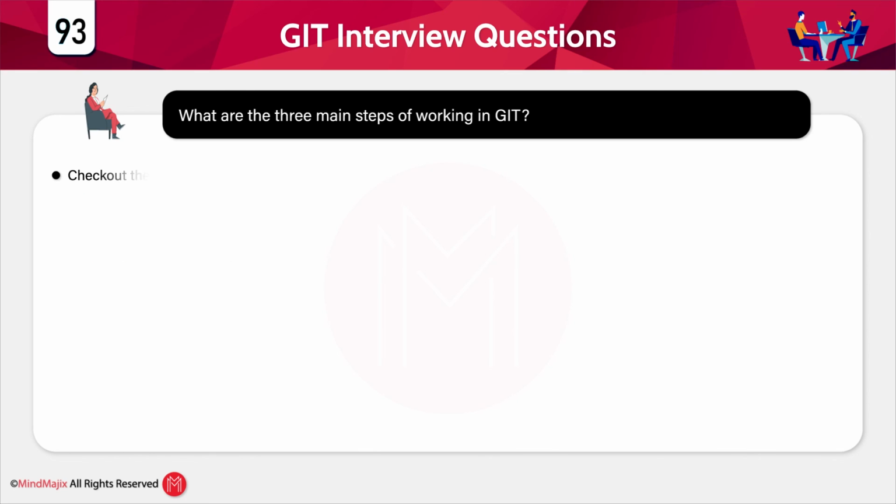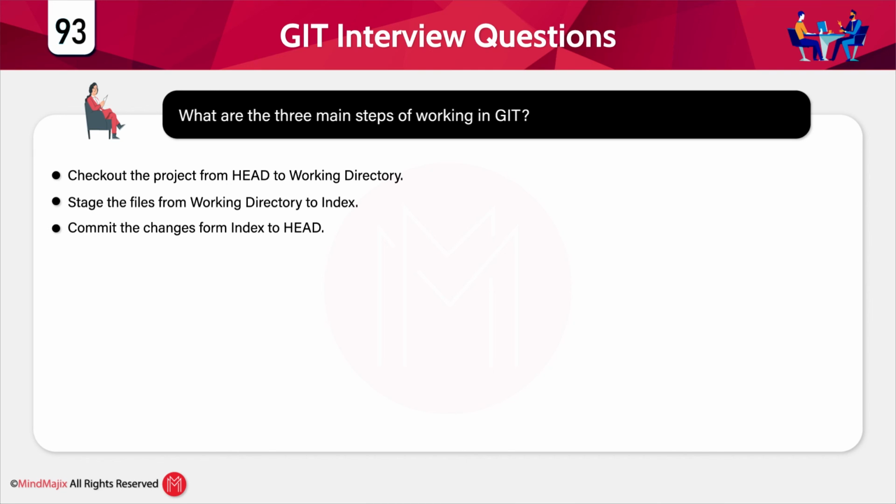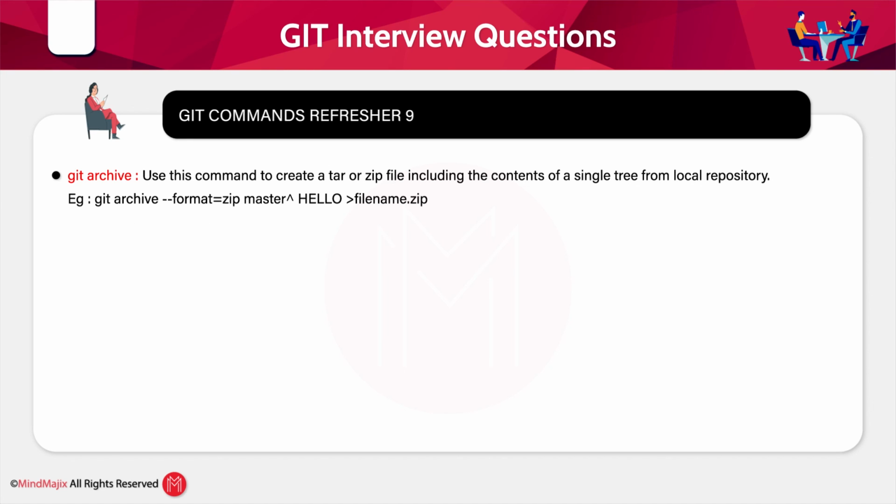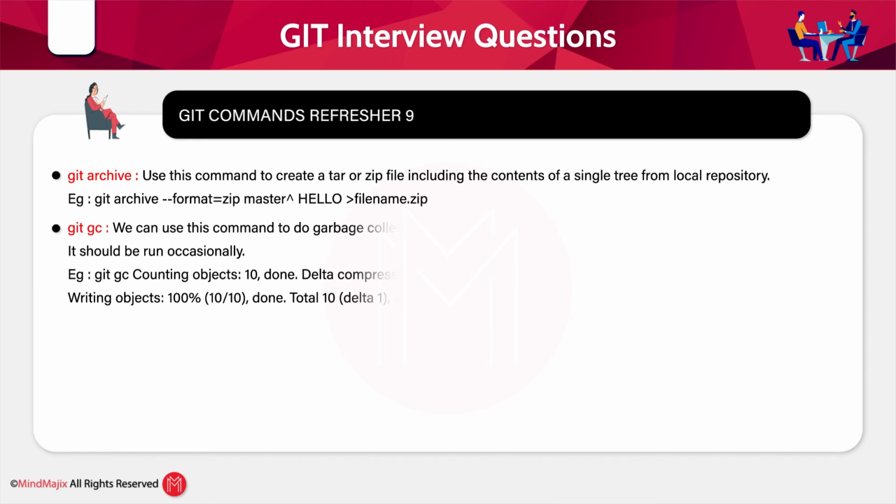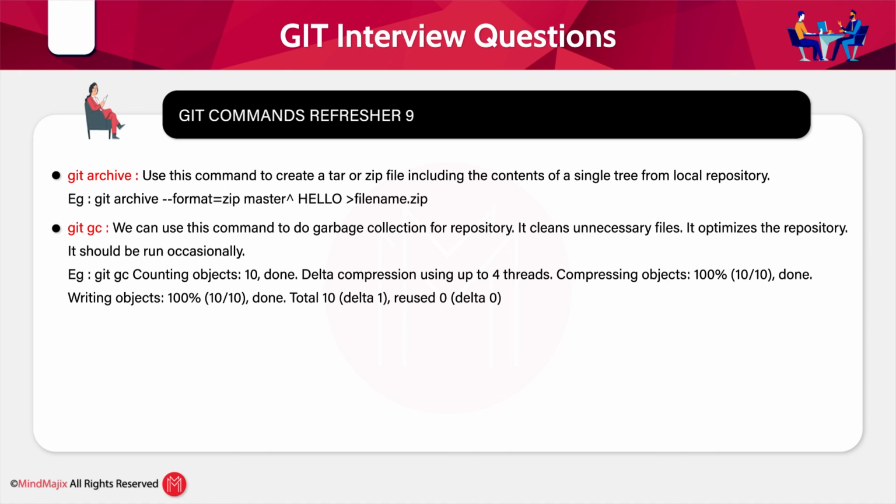Working directory. So check out the project from head to working directory, stage the files from working directory to index, and commit the changes. First, we develop the files in our working directory. Once the development is done, we add it to staging area and then we commit. See, git archive. We use this command to create a zip file, guys. Then there is git gc. We use this command to do garbage collection of the repository.